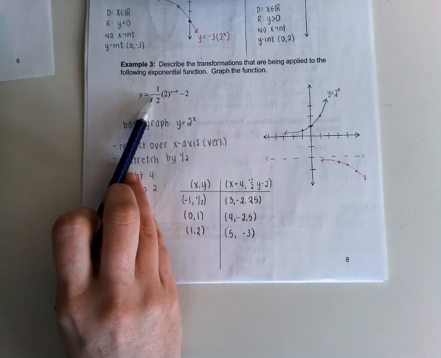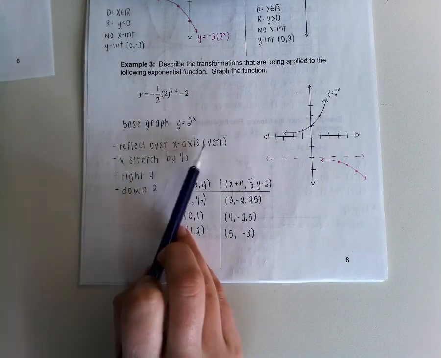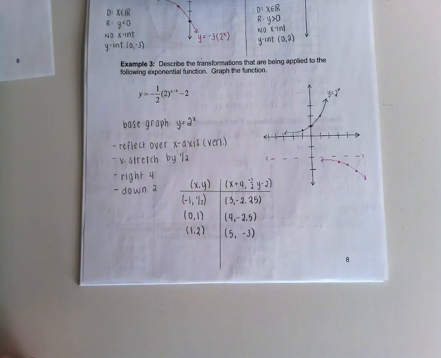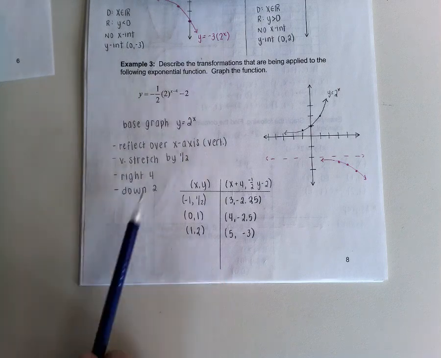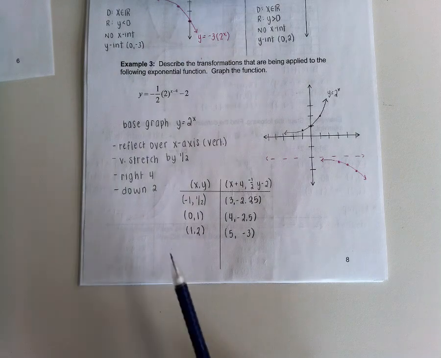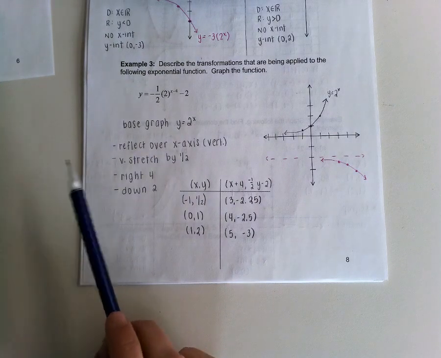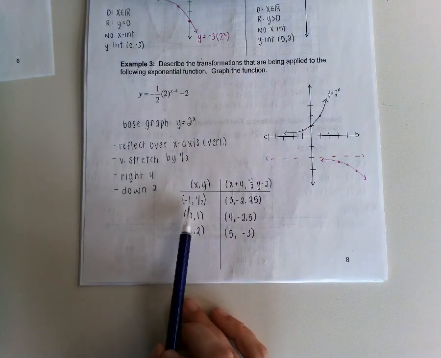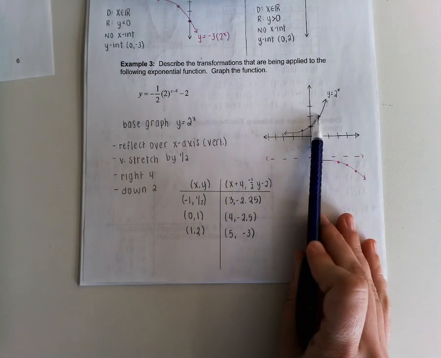The negative means that we have a vertical reflection, or a reflection over the x-axis. The 1/2 is a vertical stretch by 1/2. The negative 4 is right by 4, and the negative 2 is down by 2. This is where having the points is really helpful, because doing all of these in one step is quite tricky. So (x, y), here I have 3 points. I included (negative 1, 1/2), (0, 1), and (1, 2).